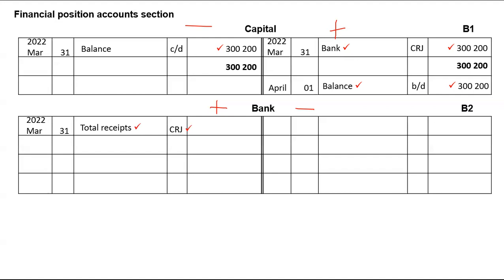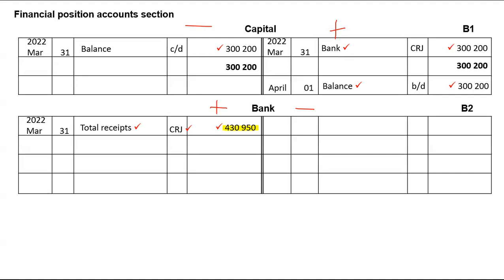So you will put that on the debit side, and this is where it will be. This is the total amount that we received, and it should be on the debit side of your bank because we bank every amount of money we receive.